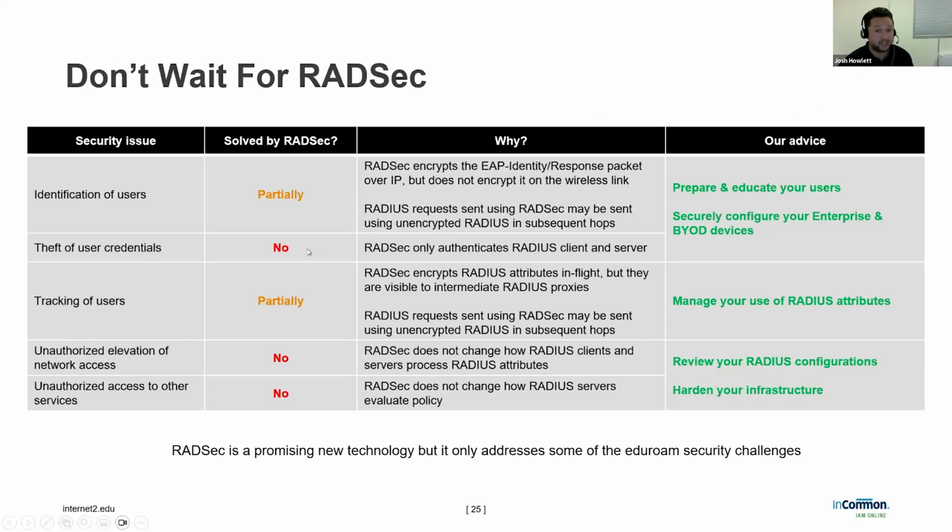Theft of user credentials is not improved because RadSec doesn't really play into that part of the transaction. Tracking of users is partially improved because attributes are being encrypted between RADIUS client and RADIUS server, but they're still visible to intermediate proxies. And RadSec has nothing to say about unauthorized elevation or access to networks and other services because that's a policy question. It's not about the transport.